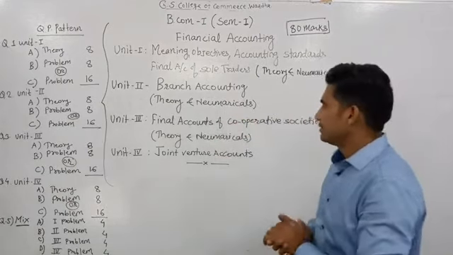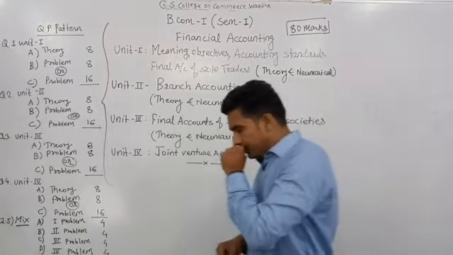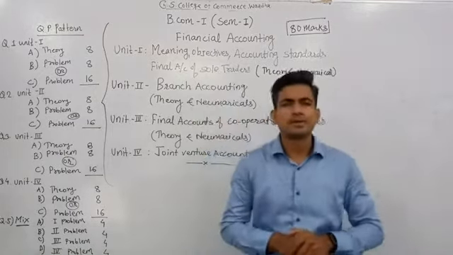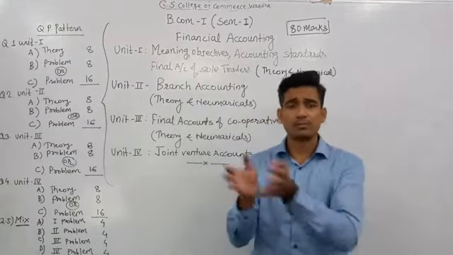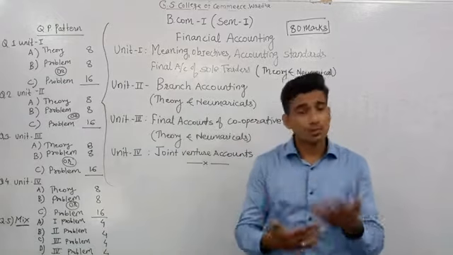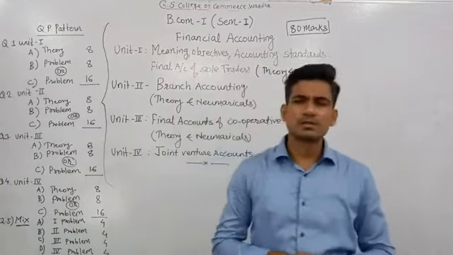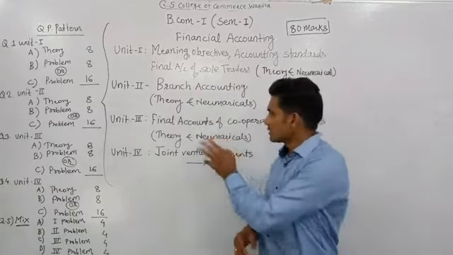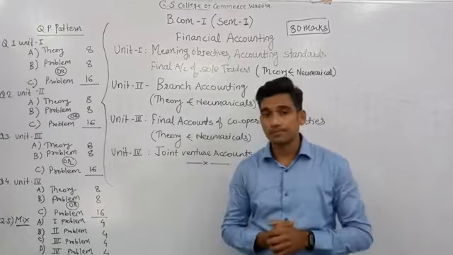Moving to unit number 3, we again have to see the final accounts of cooperative societies. There are different types of cooperative societies. It can be a cooperative housing society, a cooperative milk society, an urban cooperative society, or consumer welfare cooperative societies. This unit will start with cooperative societies and their different types.